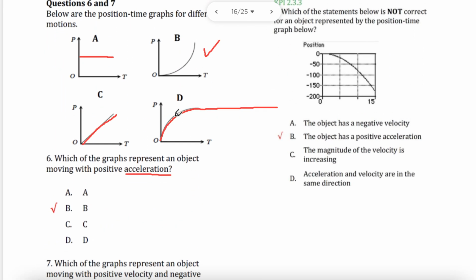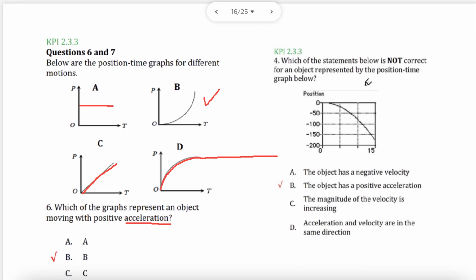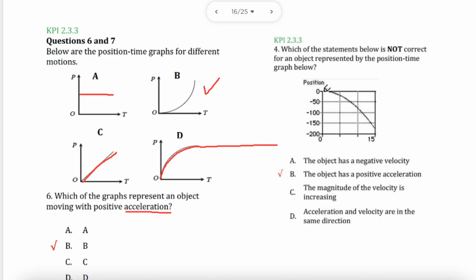It's positive because it's going on the positive side, and slowing down. From the previous video, positive and slowing down, they are in opposite directions. So the velocity is positive, the acceleration is negative, which is not correct for this one over here. Well, let's see. It's going to the negative. Okay, fine. It's going to the negative. So that's correct. It's asking for which one's not correct.